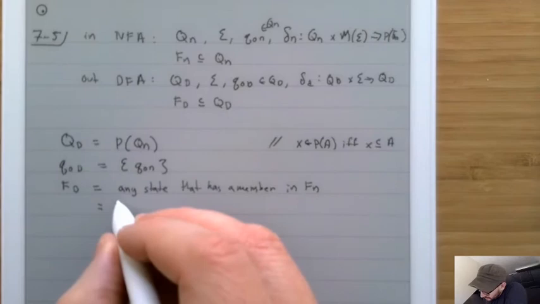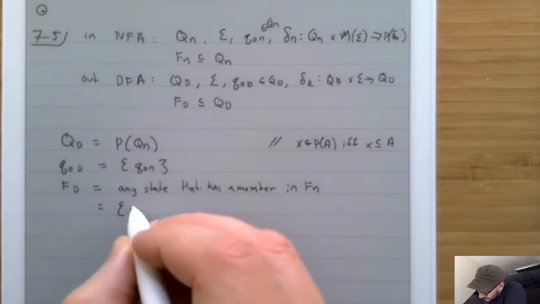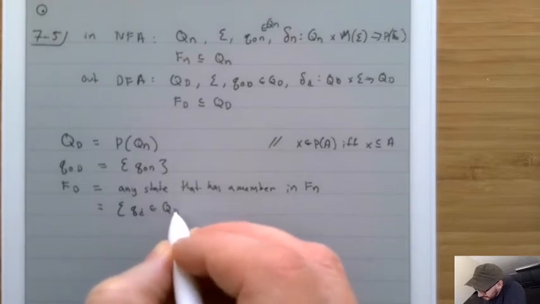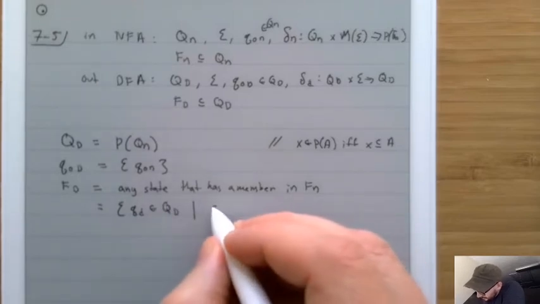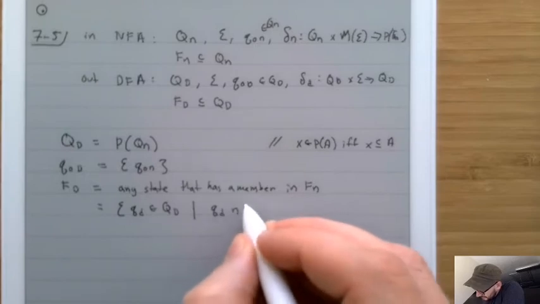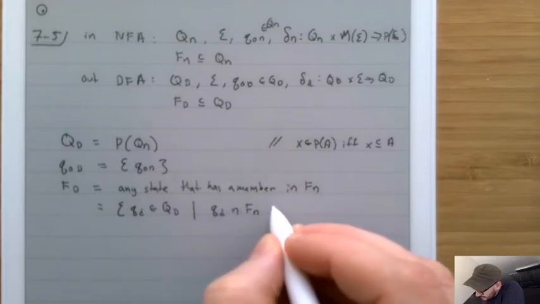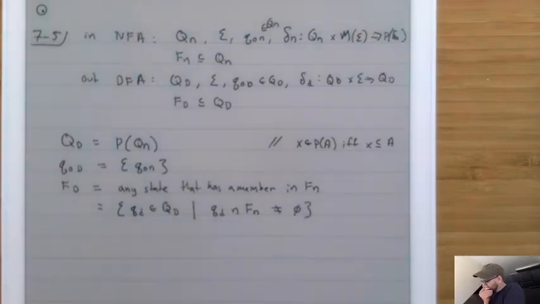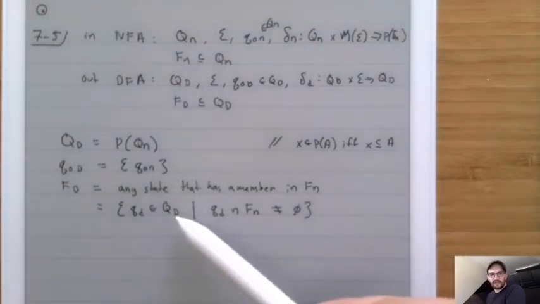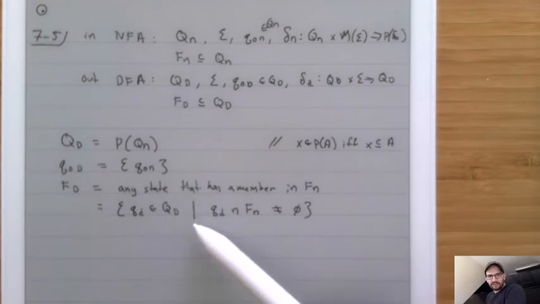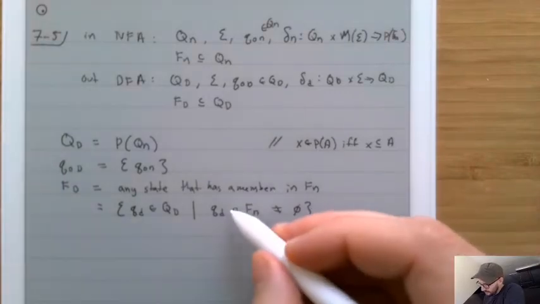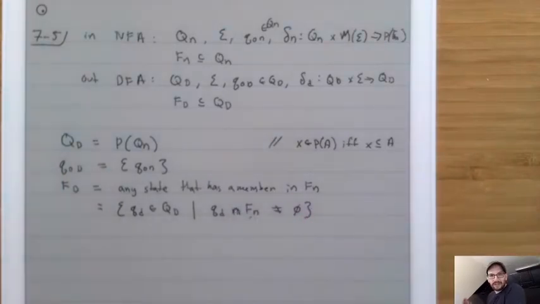Okay, so basically what we would do is we would say QD inside of big QD, where QD intersected with Fn is not equal to the empty set. So that basically says you take each element of QD and then you restrict those to only the ones where QD intersected with Fn. That means where you take the combination of them and you see if it's not empty.